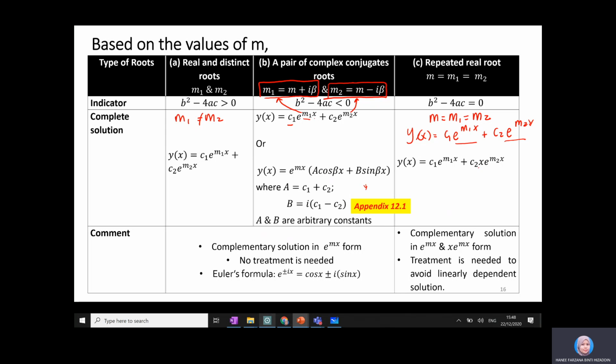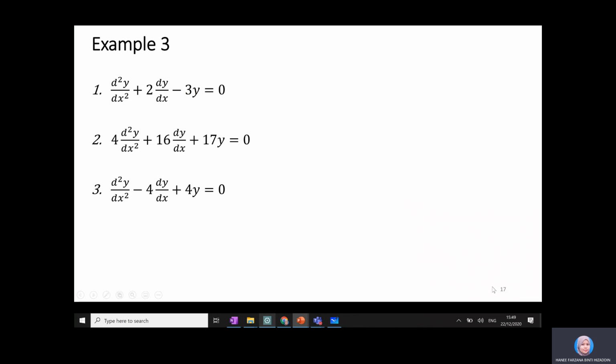So the treatment is when you put x here. Whenever your m is a repeated real root, it's just one number, so you need to do this. You have c1 e to the power of m1 x plus c2, and you have to add another x value here, such that the second term is not linearly dependent with the first term in the complementary solution. So the complementary solution is in the form e^(mx) plus x e^(mx). The treatment is needed to avoid a linearly dependent solution.